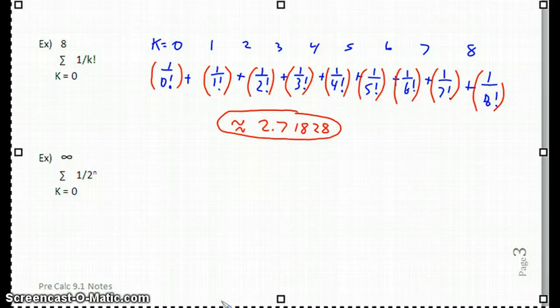Alright, the last one is a little bit different because it's going from k equals 0 all the way up to infinity. So there's no way that I can actually type every single one of these in to get an answer. So what I want to do is see what this number is approaching. By looking at a pattern, I have to do a few of these, and I have to do as many as it takes for me to see the pattern. So let's just start off with a few of them.